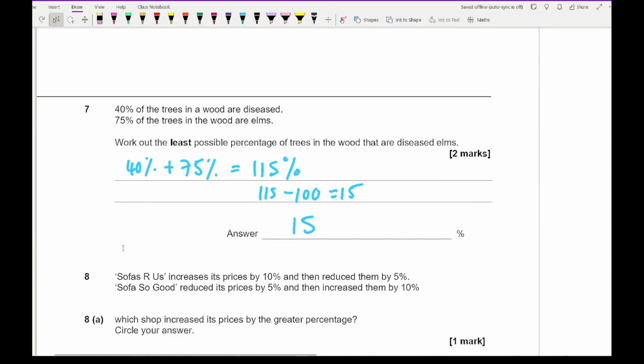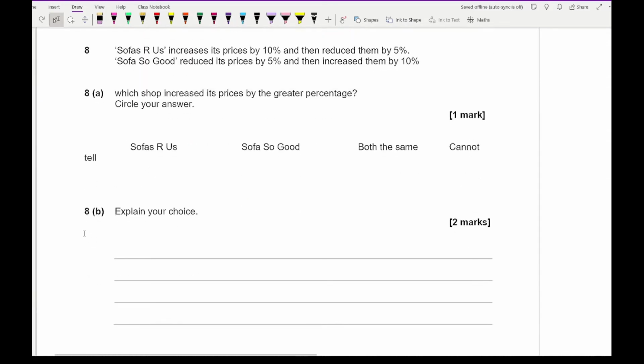Then with question 8, it says Sofas R Us increased its price by 10% and then reduced it by 5%. Sofas So Good reduced its price by 5% and then increased by 10%. Which shop increased its prices by the greater percentage? Circle your answer. The question there, B, then says explain your choice. Now I'll probably do B first before we look at A of identifying.